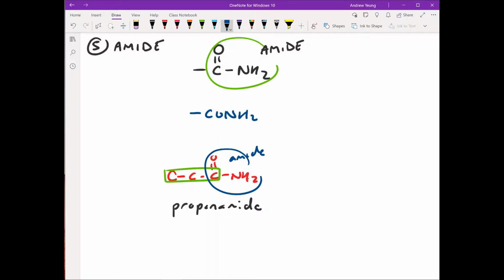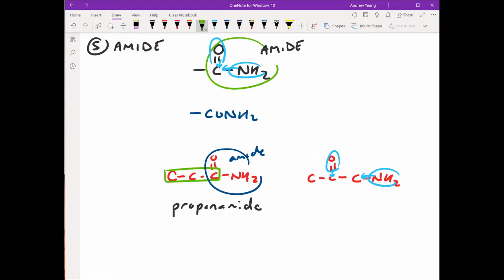Just for curiosity's sake, what if I had the same 3 carbons, but I put the double bond to the oxygen earlier, and I put the NH2 here? Would that still be an amide? Let's compare. An amide has to have a carbonyl on the carbon and the NH2 on the same carbon. This time the carbonyl is on this carbon here, but the amine is not attached to that same carbon. So this is more like the questions that you'll see.